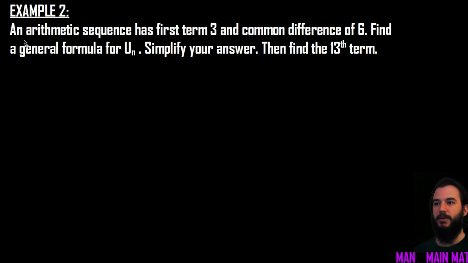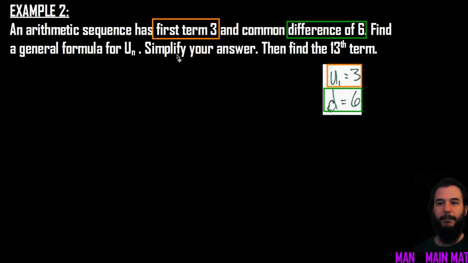In the second example, it reads, an arithmetic sequence has first term 3 and a common difference of 6. Find a general formula for u sub n, simplify your answer, and then find the 13th term. So just like before, we're going to say, hey, what's my first term? u sub 1 equals 3. And what's my common difference? Which is d equals 6.